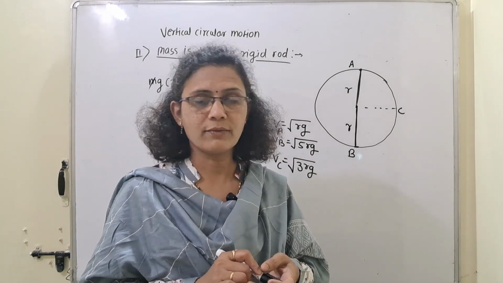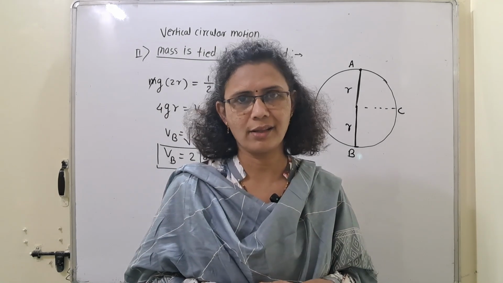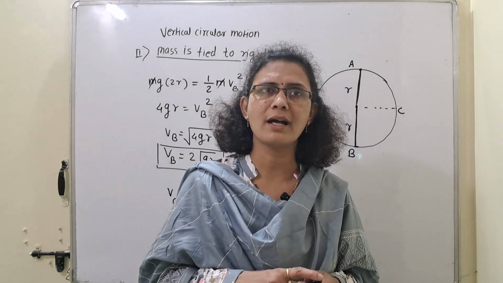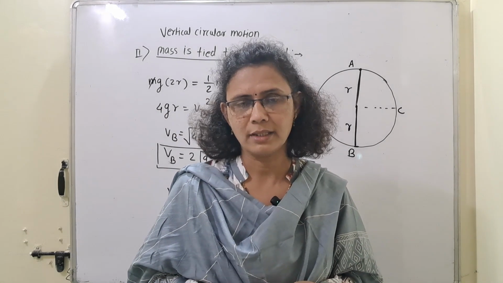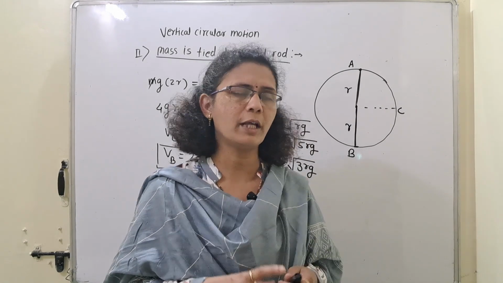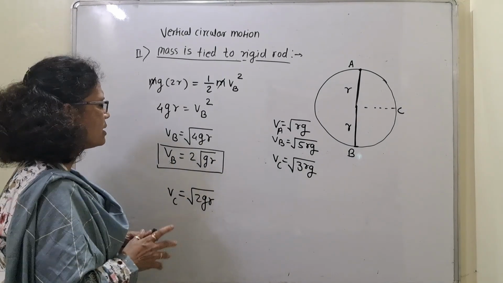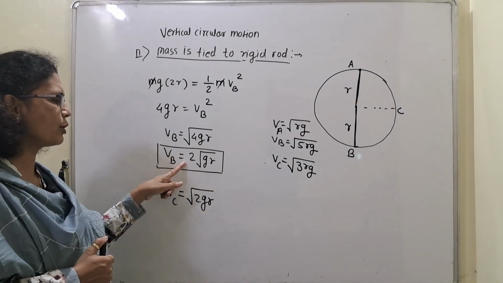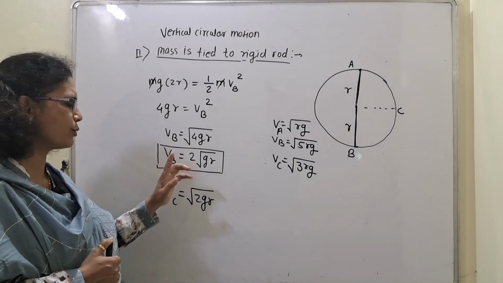Maybe there will be an objective type question in this case, or they can also ask a numerical depending upon that. But no derivation will be there. Confirm, no derivation will be there, but you have to remember these formulas. That is, the velocity at the bottommost position will be 2 under root gr.